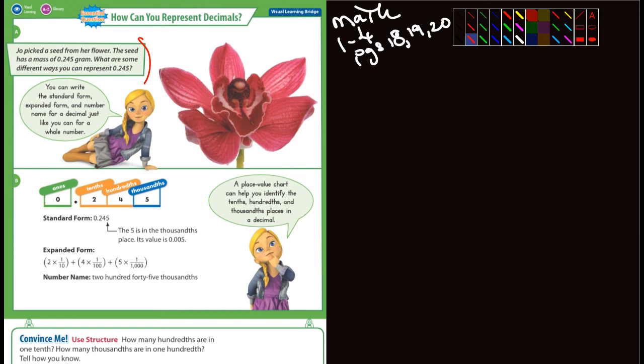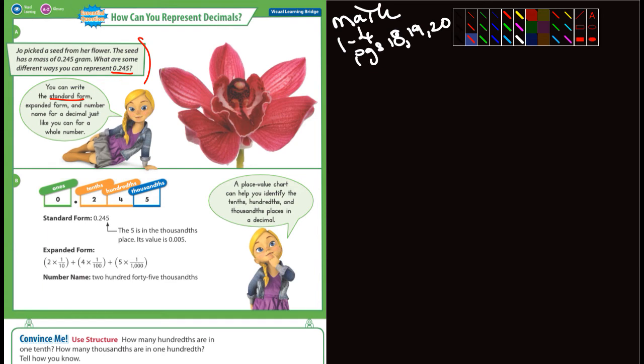What are some of the different ways you can represent 0.245? Well, standard form, which is really what that is right there. It's the number written out. Expanded form, you've seen that. And number name, which is just handwriting it out. And then for a decimal, just like you can for a whole number. So in other words, decimals, you can do the same thing. You can write them in standard form, expanded form, or handwritten out in what do they call it? Name form, I think it is.